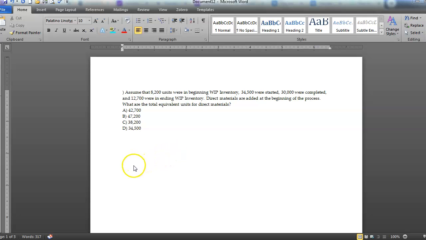Well, what we want to do is consider that 30,000 was completed. And to that number, we want to also consider that the materials were added throughout the beginning of the process. So we want to take that 12,700 that's in that WIP ending inventory and add those together, so we get 42,700. So our equivalent units for direct materials is 42,700.